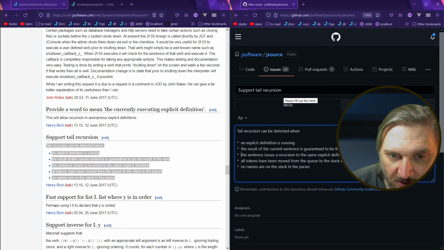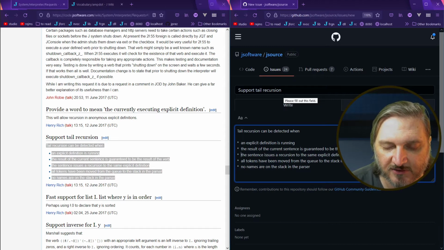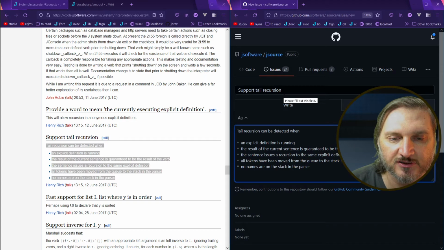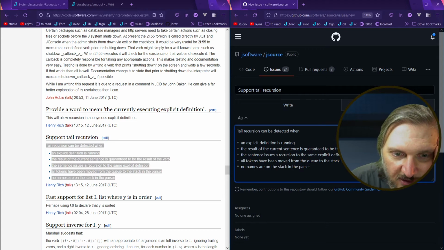So, in other words, either the leftmost item in a thing, if it starts with a noun at the end and goes all the way to the left, and the last thing that you're going to do once you've called all the other functions is to call this main function again, then yes, that's tail recursion. So no names are on the stack in the parser. Yes, so that means you're all the way on the left.